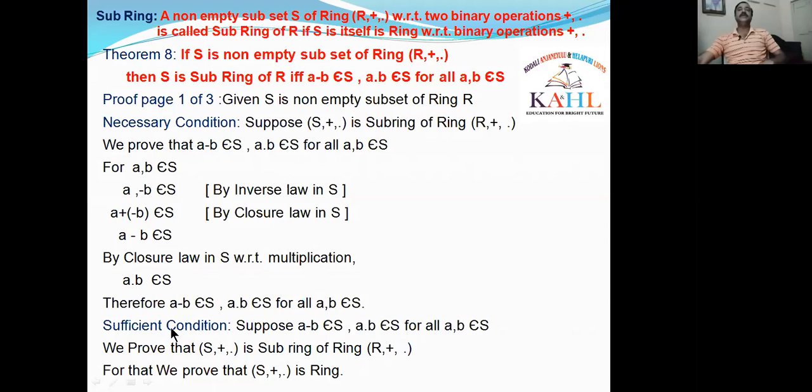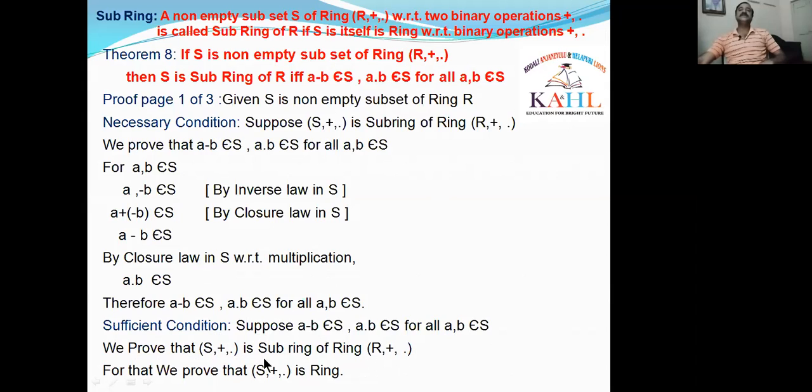Now we are going to the second condition, that is the sufficient condition. What is the sufficient condition? We take the RHS part and we prove the LHS part. What do we have to take in the RHS part? a minus b belongs to S, a dot b belongs to S for all a, b belongs to S. If you observe, in the sufficient condition, suppose a minus b belongs to S, a dot b belongs to S for all a, b belongs to S is taken. Now we prove that (S, +, .) is a subring of (R, +, .).